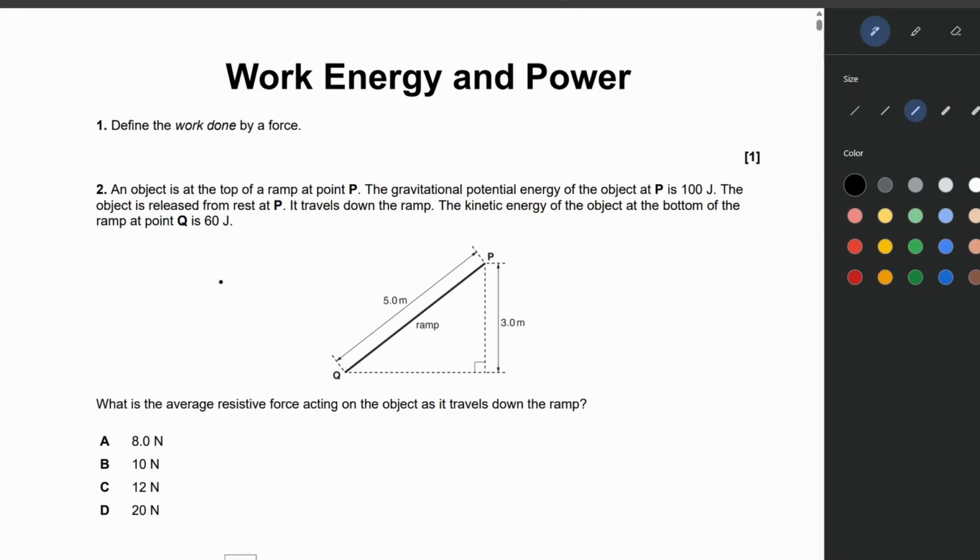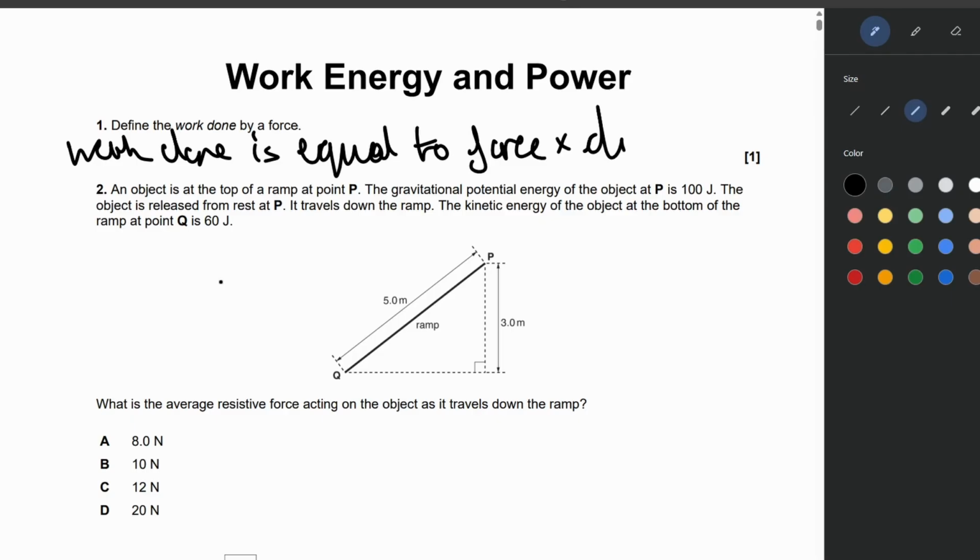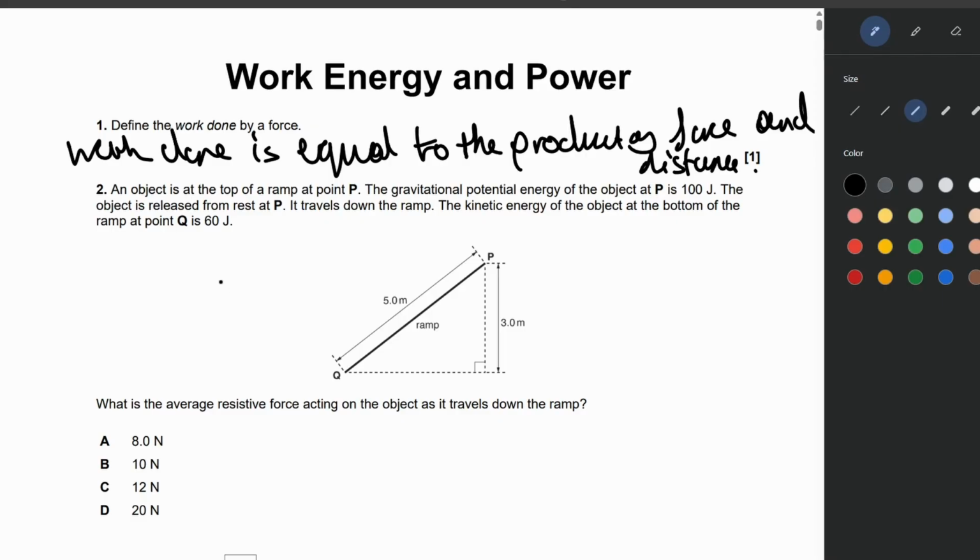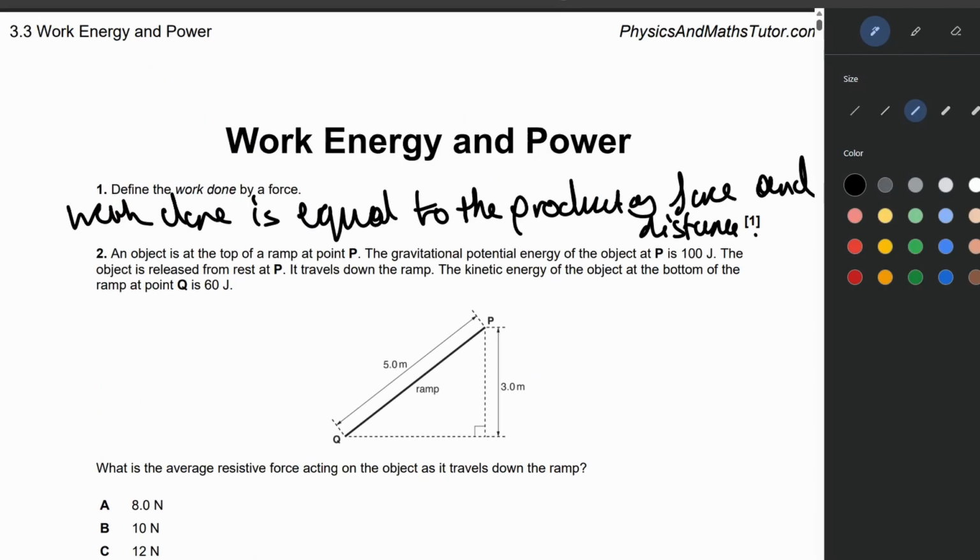Okay, so work, energy, and power. To find the work done by a force, I'm pretty sure work done is equal to force times distance. Yep. Well, actually, to make it sound a bit more fancy, the product of force and distance. Alright, next question.